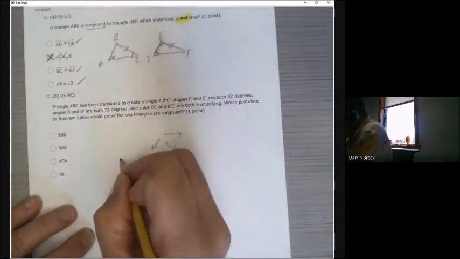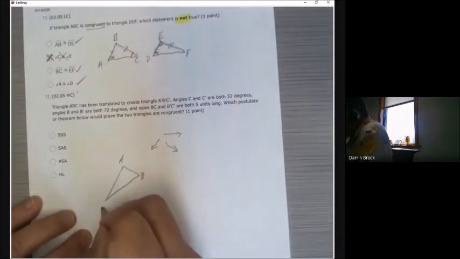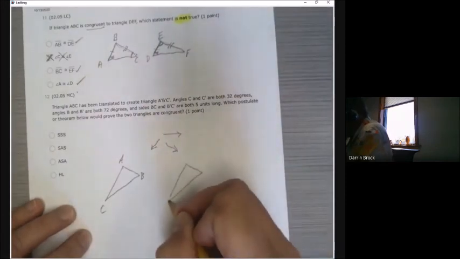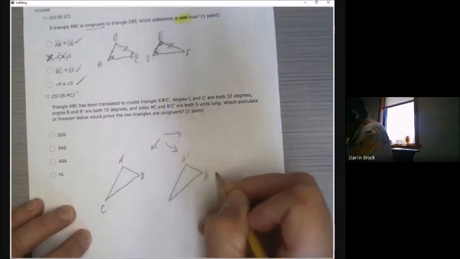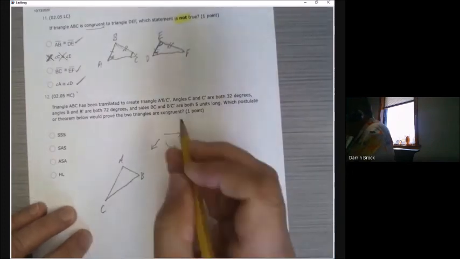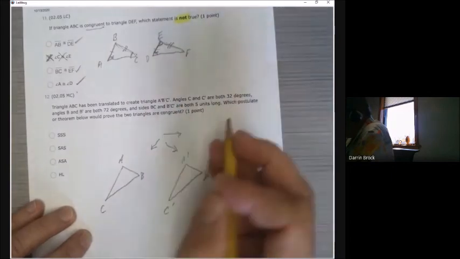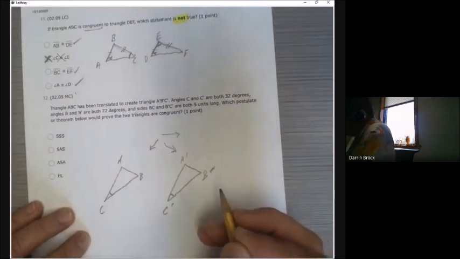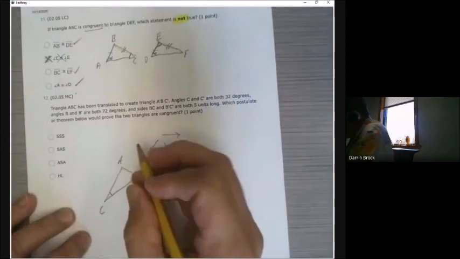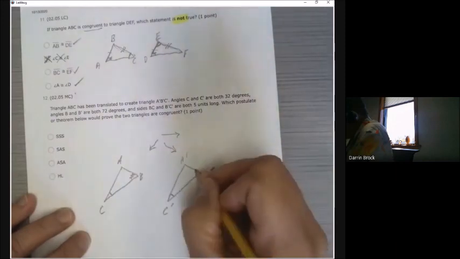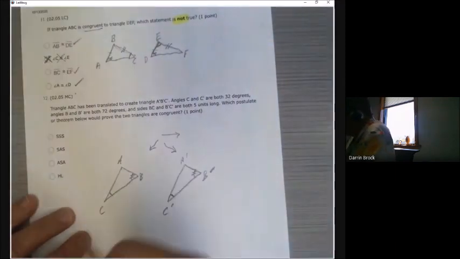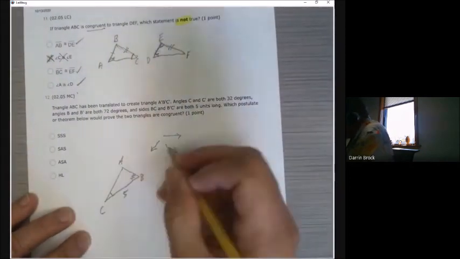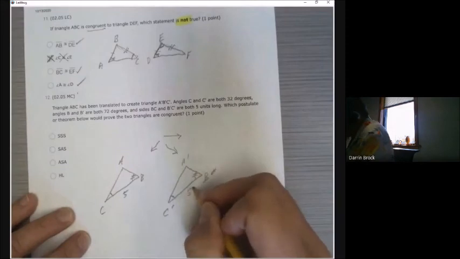All right, so I'm gonna label this A, B, and C, and then I'm gonna try to draw the same triangle over here. A prime, B prime, C prime. So it says these angles are the same. So I'm gonna label that C and C prime. They're both 32 degrees. B and B prime are both the same. So I'm going to mark those with 2 marks. And it says sides BC and B prime C prime are both 5 units. BC is 5. B prime C prime is also 5.